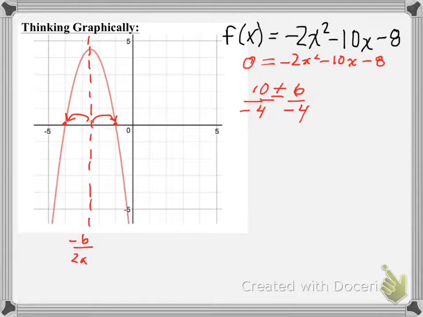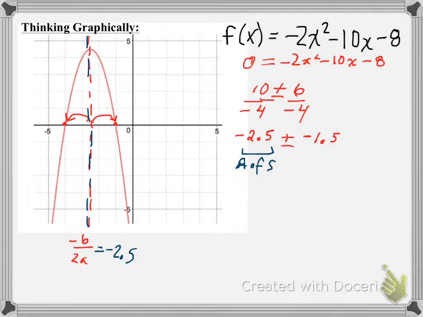If I simplify that by creating the fraction, 10 divided by negative 4 is negative 2.5, plus or minus, and then 6 divided by negative 4 is negative 1.5. Okay, so bringing this back to what we were looking at before, we know that negative 2.5 is my axis of symmetry, and we can see on the graph that this is exactly at negative 2.5.